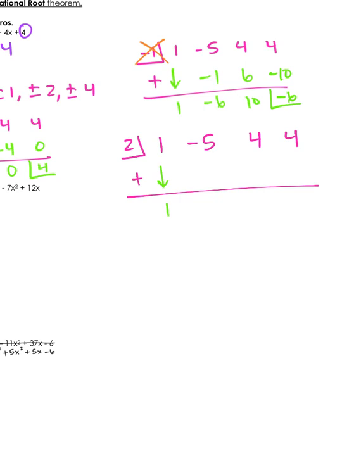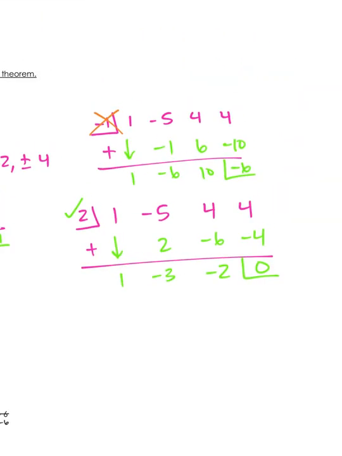Bring down the 1. 1 times 2 is 2. -5 plus 2 is -3. Times 2 gives me -6. 4 plus -6 is -2. -2 times 2 is -4. And 4 plus -4 is 0. So this is a solution. So I'm going to go ahead and write x equals 2 at the top because I'm going to keep a running list of all of my solutions.